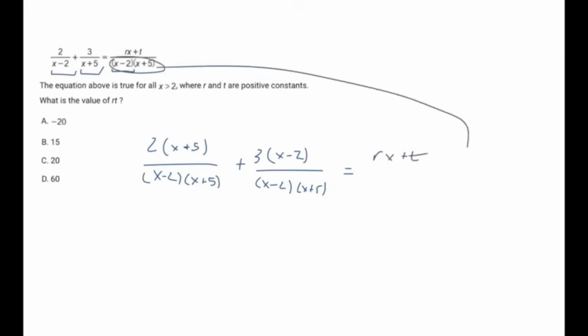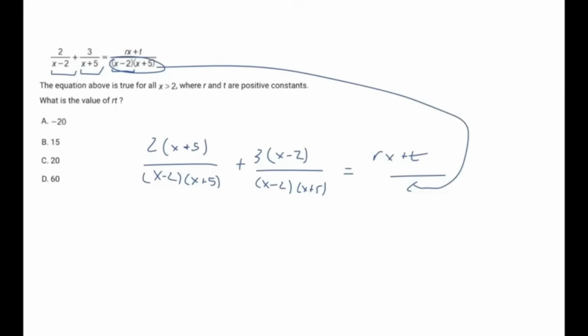So the same thing is going to happen to the second term. So we have 3, and the common denominator here that we want to add is x minus 2. So 3 times x minus 2, like that. And then we would have x minus 2 times x plus 5, and boom. And this is going to equal rx plus t. And because they give this to us, this is all going to be the same, x minus 2 times x plus 5 as the common denominator.